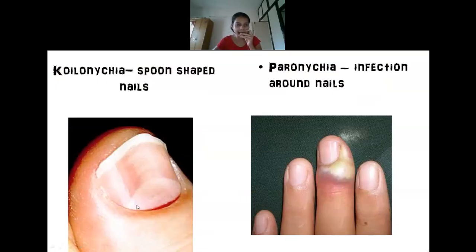You can see the nails are somewhat spoon shaped, an abnormal shape. Paronychia means there is infection in your nails. It is very common, isn't it? Most of the time agriculturists get this infection in their nails.